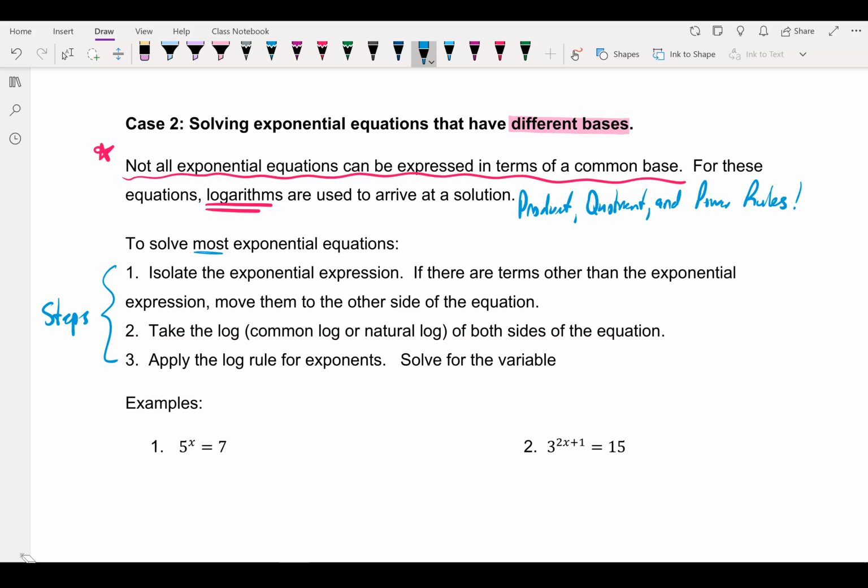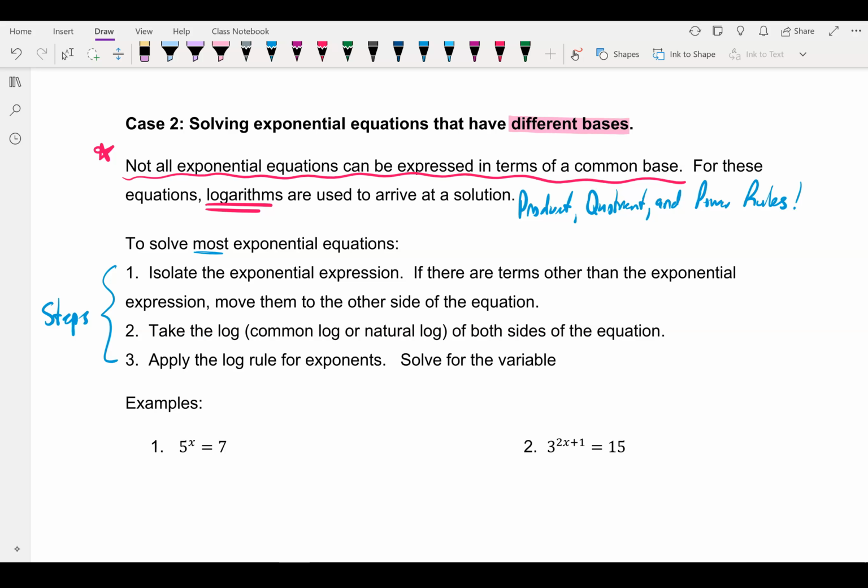First step, isolate the exponential expression. If there are other terms other than the exponential expression, move them to the other side of the equation. The exponential expression, by the way, is this. If you're wondering what the heck is the exponential expression, it's the expression that has the exponent in it. Okay? That's our first piece of the puzzle.